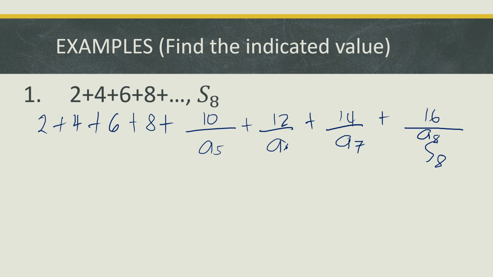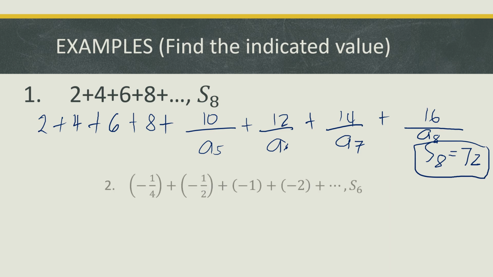And then we need to add all of the given terms. So 2 plus 4 is 6, 6 plus 6 is 12, 12 plus 8 is 20. And 20 plus 10 is 30, followed by 30 plus 12 is 42. 42 plus 14 is 56, and 56 plus 16 will give us 72. Okay, so this is now the series of 8 terms: 72.